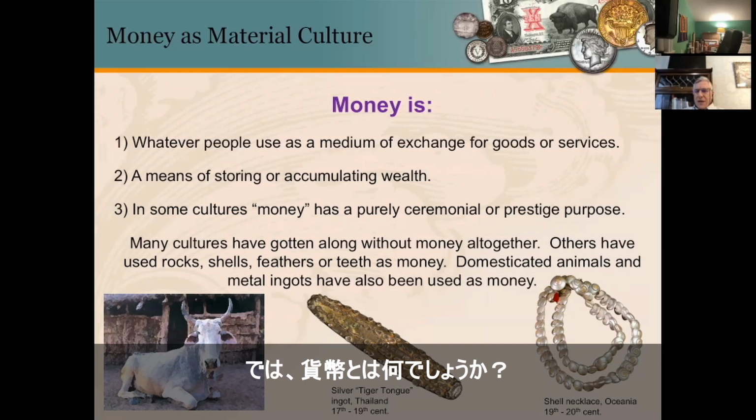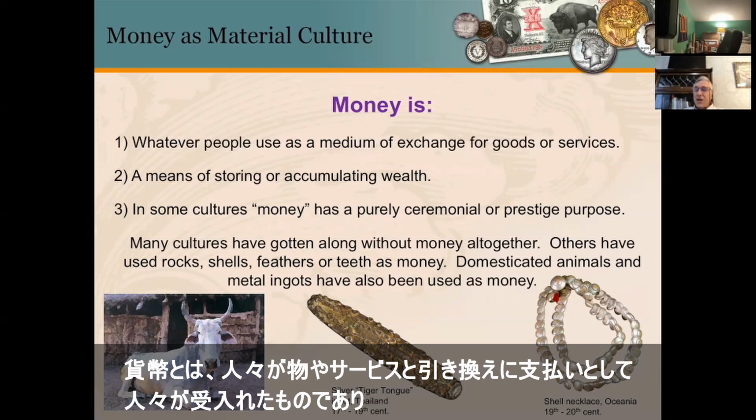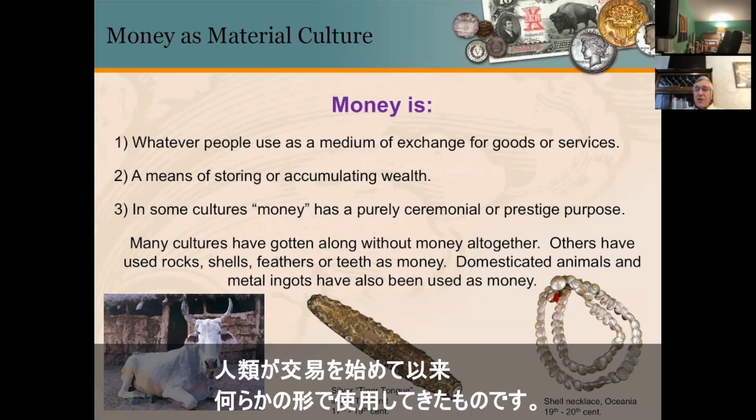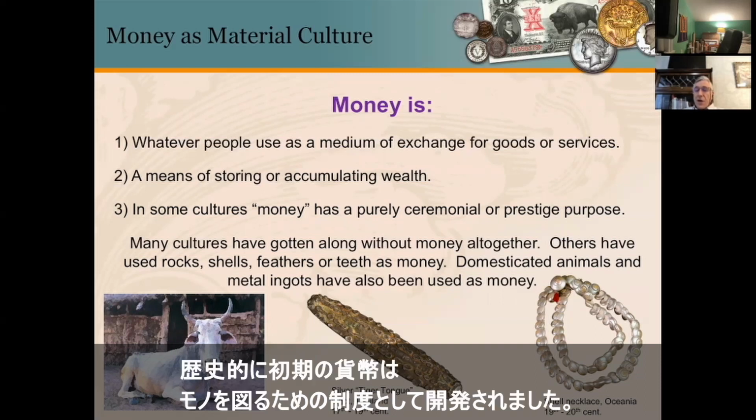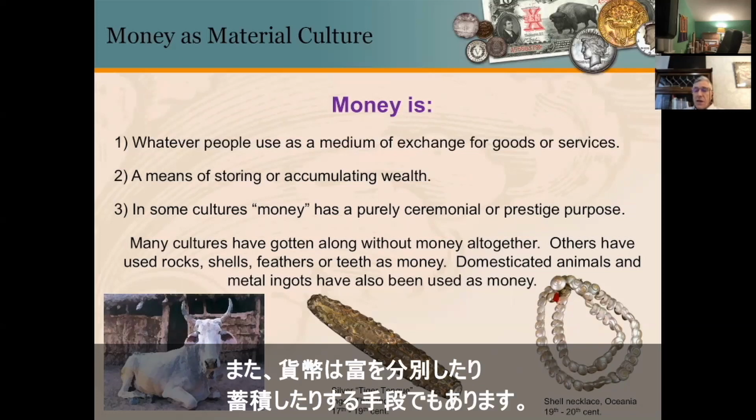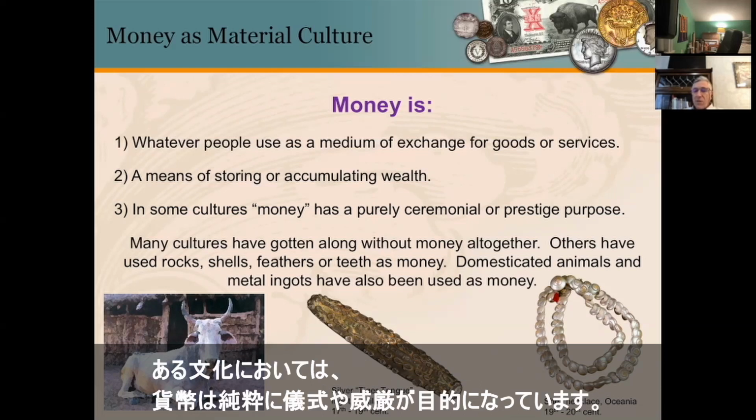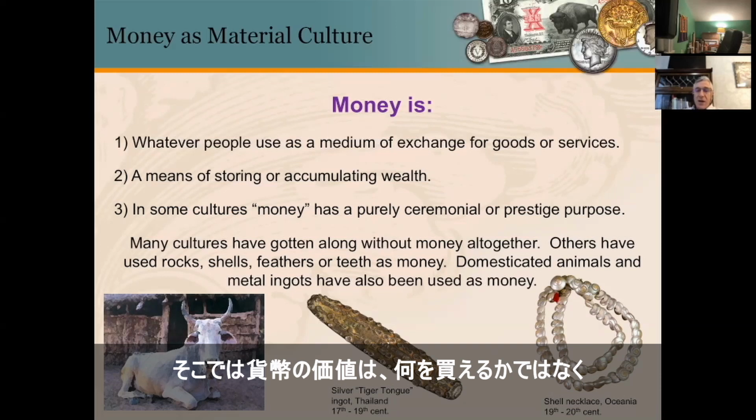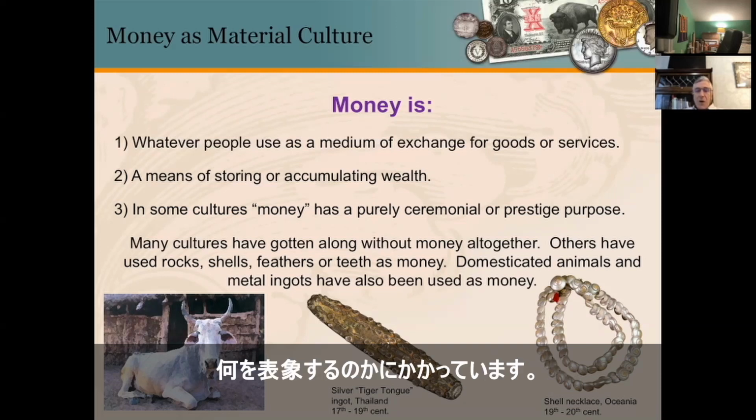So what is money? A simple definition is that money is anything that people accept as payment in exchange for goods or services and has been used in one form or another ever since humans began to trade. The earliest forms of money were used to create a system of measure so that the value of items could be compared for exchange. Money also can be a means of storing or accumulating wealth. In some cultures, money has a purely ceremonial or prestige purpose in which the value of the object rests not in what it can buy, but what it represents.